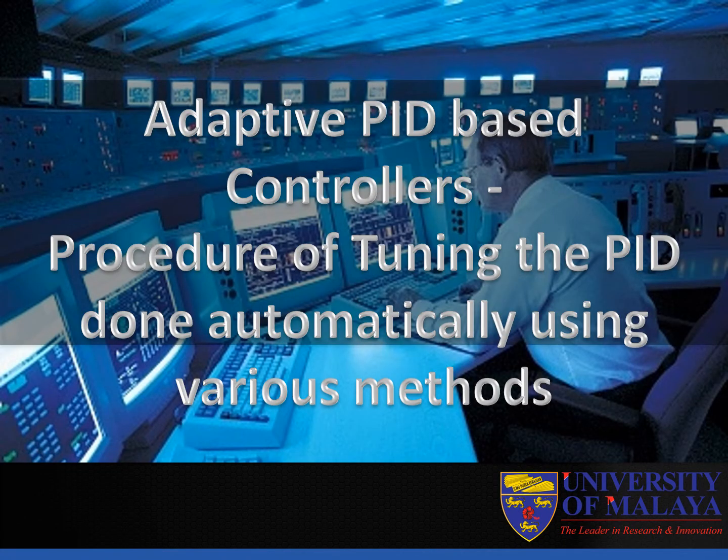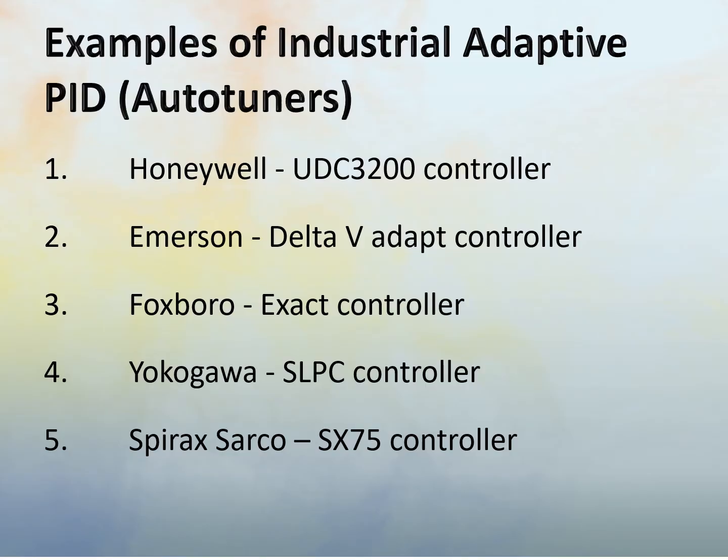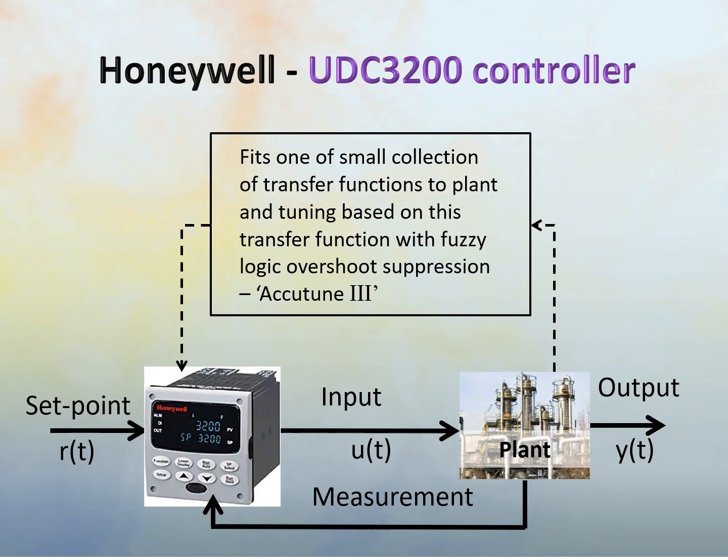The adaptive PID basically is a procedure of tuning the PID automatically using various methods. These are all well-established controllers and all commercialized in the real world, such as the Honeywell UDC320 controller, the Emerson DeltaV Adapt controller, the Foxboro Exact controller, the Yokogawa SLPC controller, the Eurotherm Pycon, and many other controllers in the market. Honeywell uses a small collection of transfer functions with fuzzy logic to do the controller tuning.